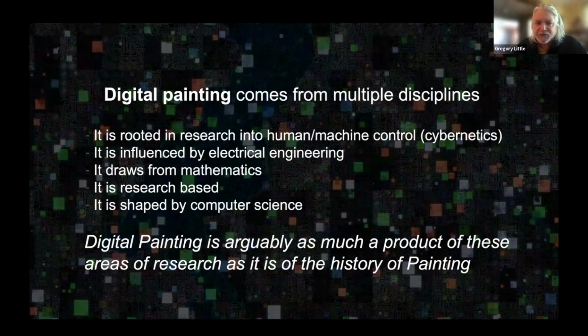So my point, I guess, is that digital painting comes from many disciplines. It's rooted in research into human machine control. It's influenced by electrical engineering, mathematics. It is a research-based discipline, and it's shaped by computer science. So I would argue that digital painting or digital imaging in general, digital art in general, has as much a debt to these areas of research as it does to art history or the history of painting.